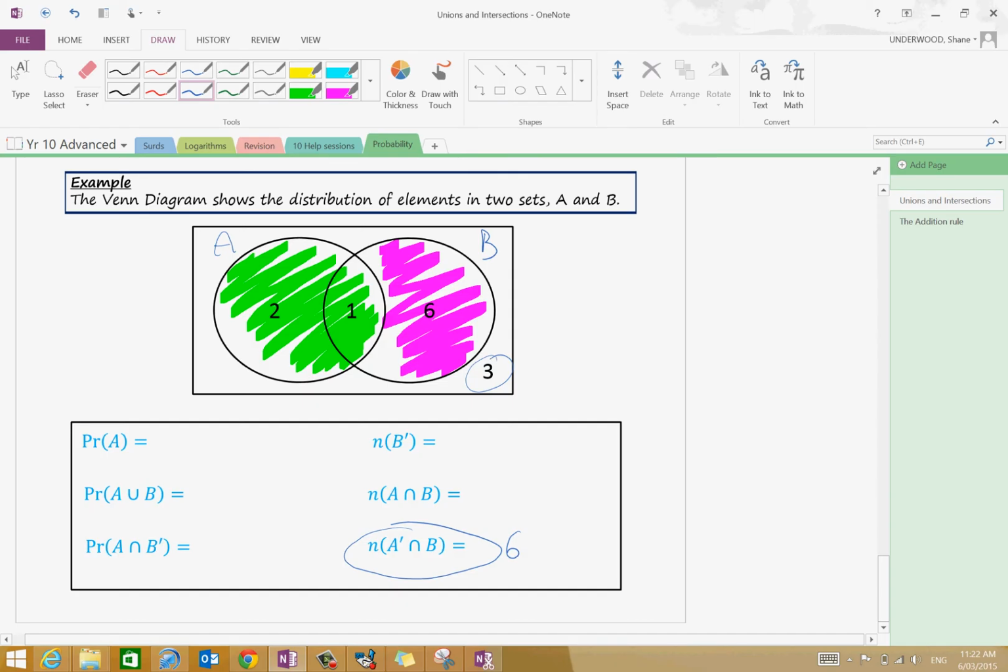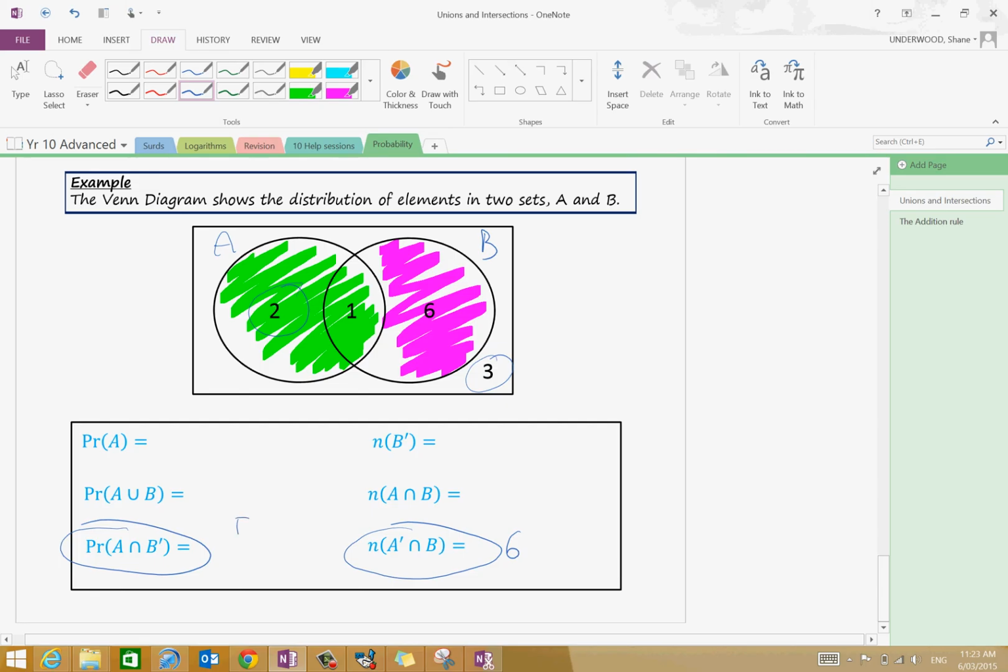Apart from the other stuff, what is the probability? Be careful though. N stands for number. How many elements are there? P stands for probability. We need it as percentage. There's no way you can have something greater than 1, less than 0. So what is the probability of A intersection not B? 2. Thank you. Is it probability?